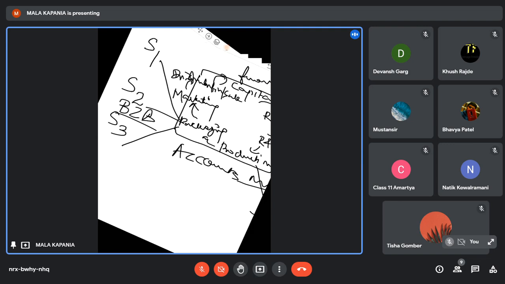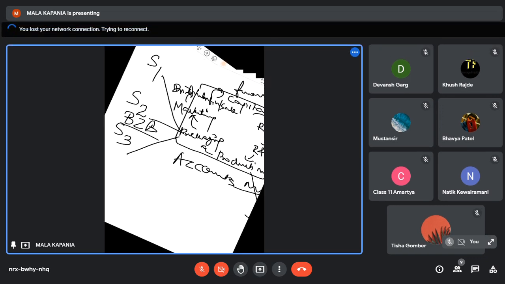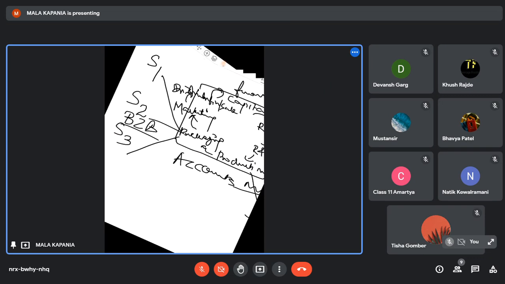Jaise agar hum example lete hain, Apple iPhone. Other partners to business where there are two business organizations involved. There are no customers, no consumers involved. Clear everyone? Online?